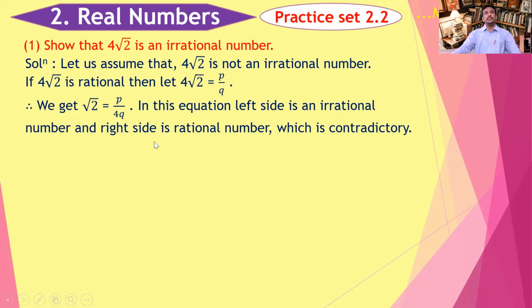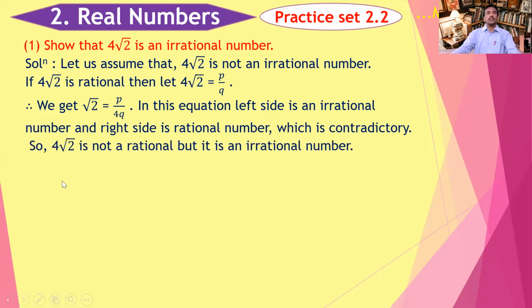And the right side is a rational number, which is contradictory because they are not equal. One side is irrational and one side is rational. It is not true. Therefore, we can say that 4 root 2 is not a rational number, but it is an irrational number. Hence proved. Got it? Similarly, we can prove another example.